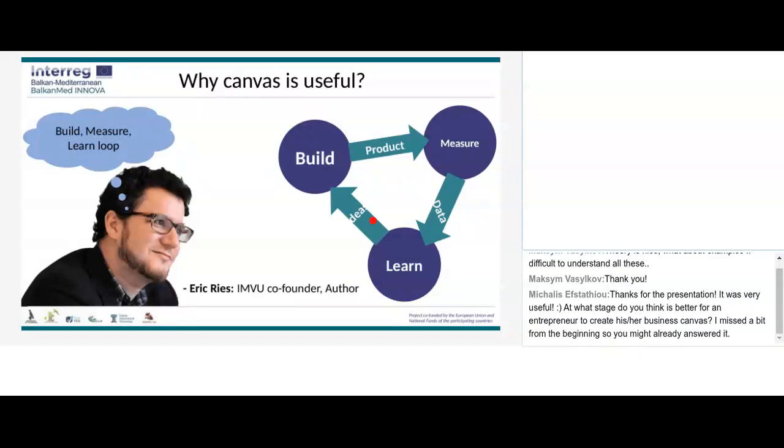By working on the canvas, even from your first draft, you're going to realize that some things that you might have thought of are not there yet. For example, something that you thought was going to be a bomb product or a bomb service, something that's going to be really useful, might be really hard to monetize.